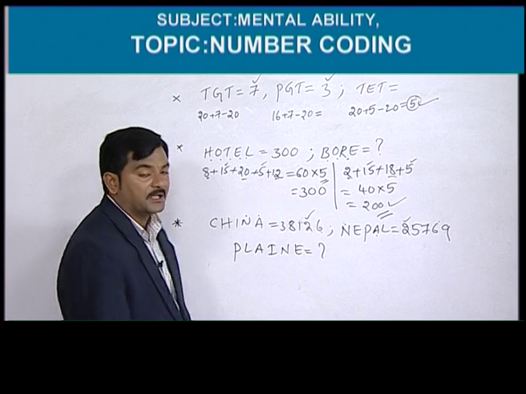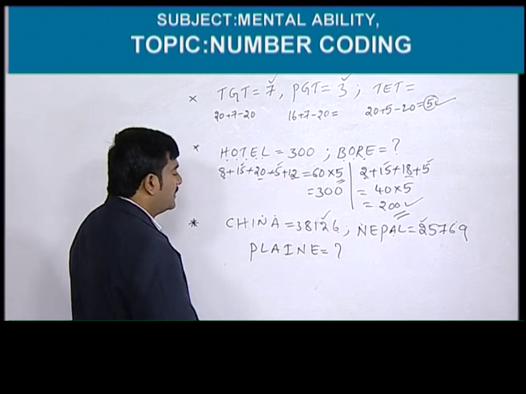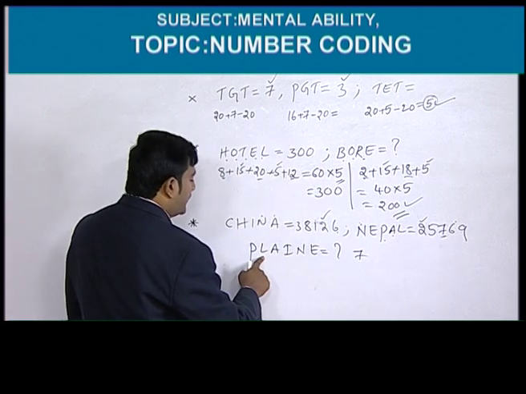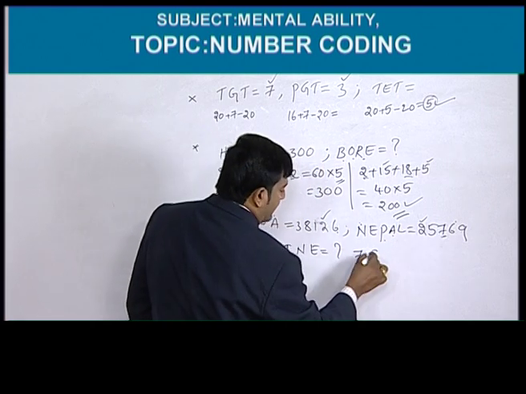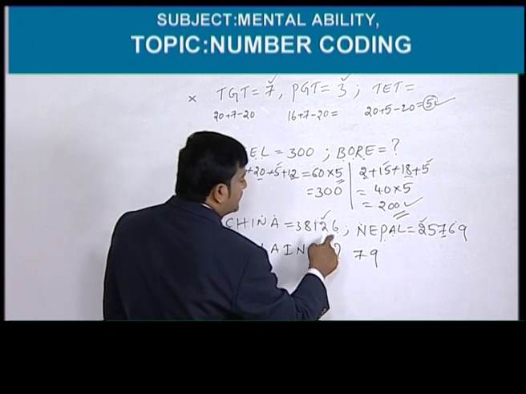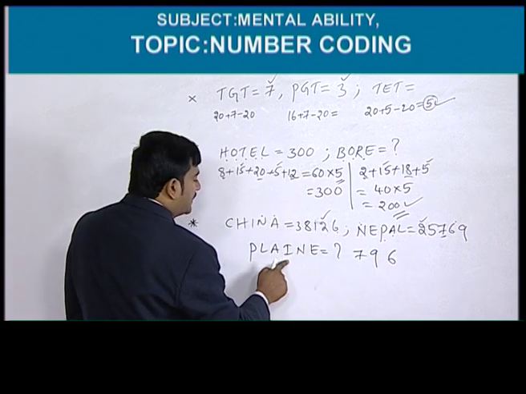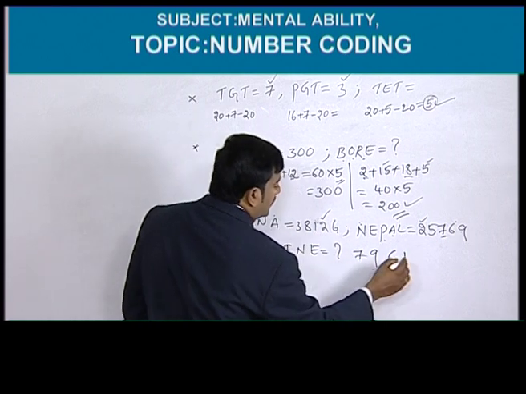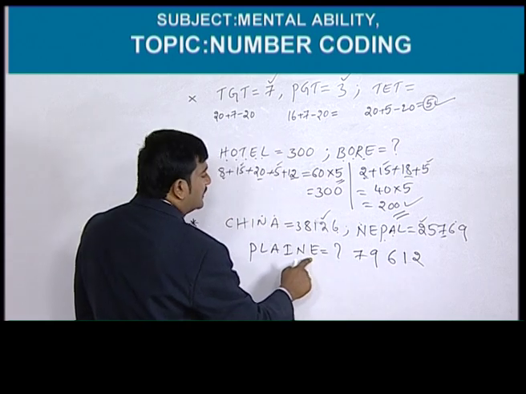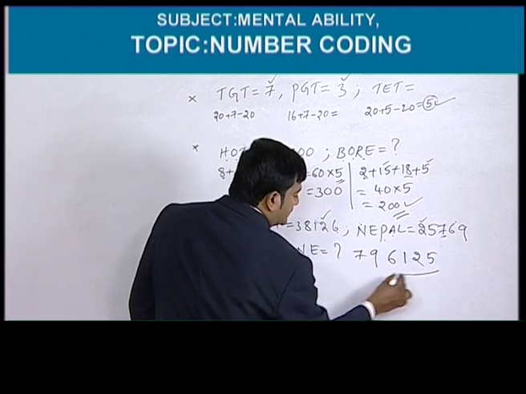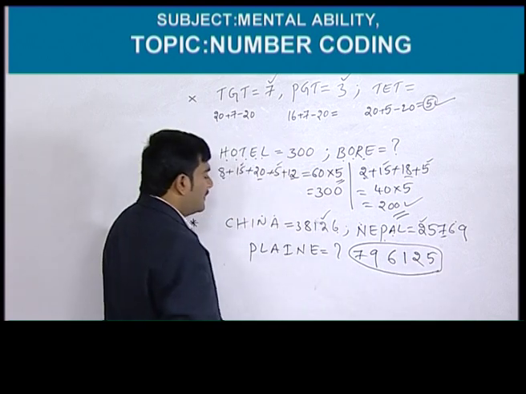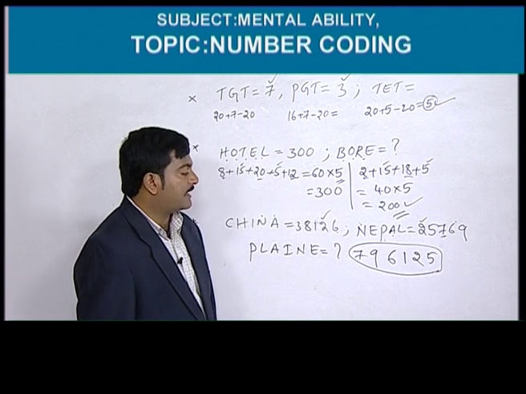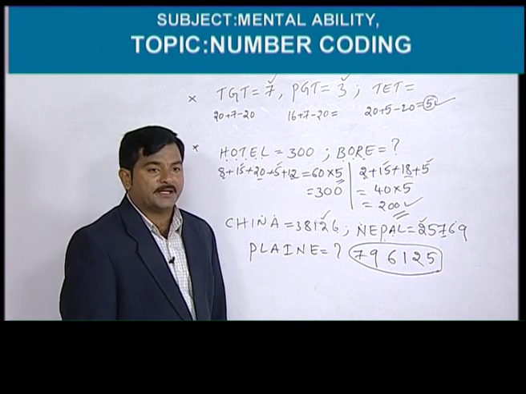Now we have to find out the code for the given word PLAINE. Usually P means how much there? 7. That's why 7. L means how much? 9. Similarly, A means how much? 6. And I means how much? 1. N means how much? 2. And finally E means how much? 5. Hence the code for the given word PLAINE is 796125. Hence this is the answer.